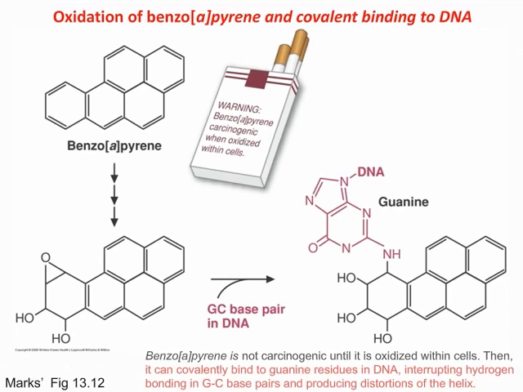So benzo-A-pyrene is something that is found in cigarettes. It's only carcinogenic when it's oxidized within the cells. So when it is oxidized in the cells, it's going to bind to your guanine, and it's going to distort its structure. So guanine normally base pairs with cytosine, but now you have this distorted guanine structure, so it's going to produce distortions in the helix.